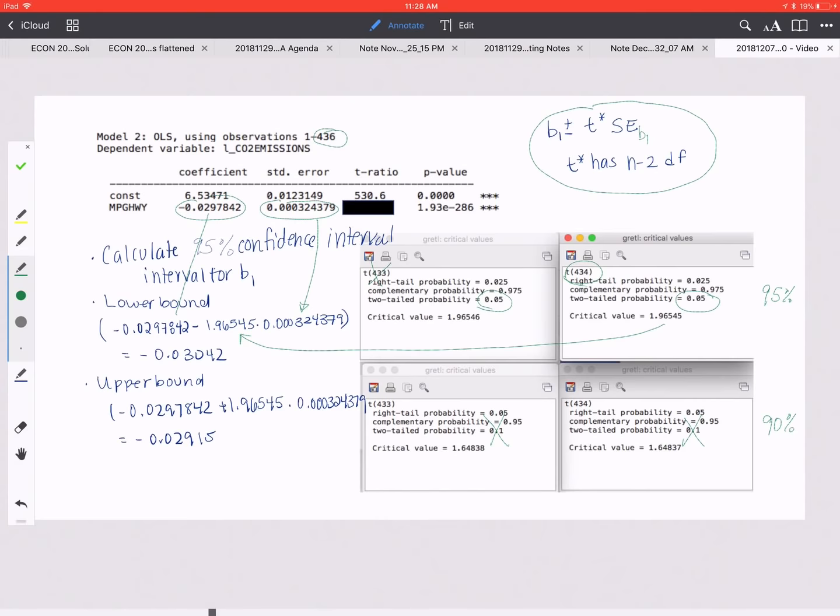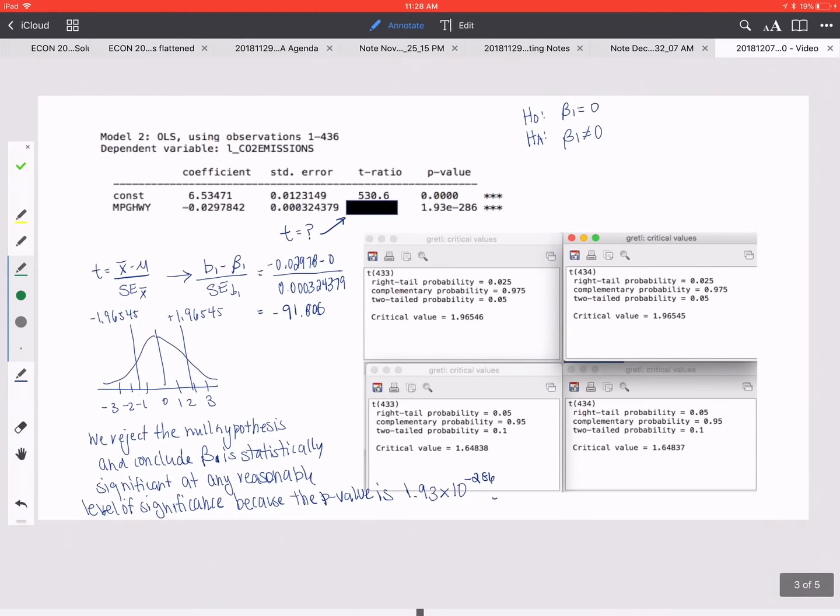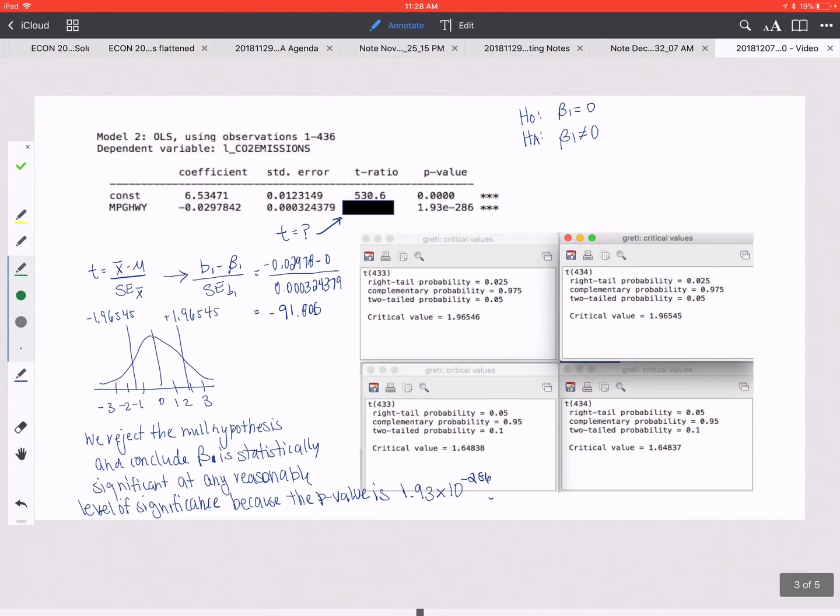Now, moving on. We now want to fill in T. This is this black space here that I intentionally blocked. This calculation is so very close to that in Chapter 7. We don't need to spend too much time here. If you remember, this is Chapter 7. Our t-statistic was x bar subtract mu divided by the standard error of x bar. Now we have b1 subtract beta 1 divided by the standard error of b1.